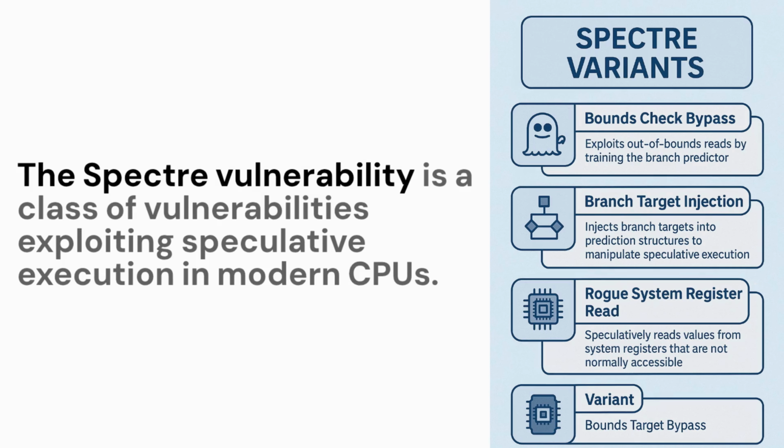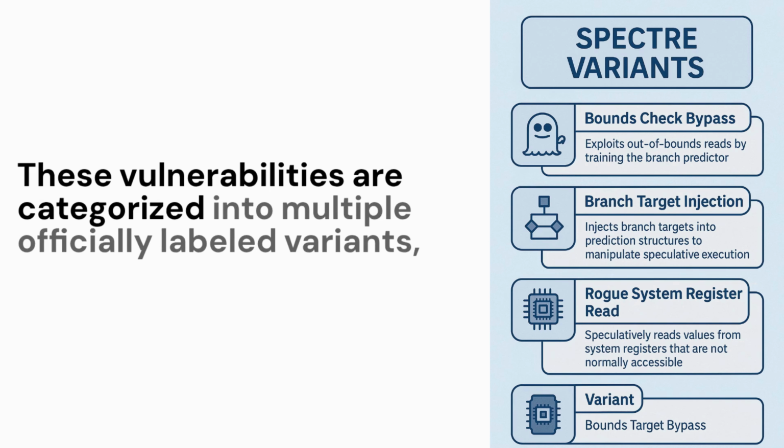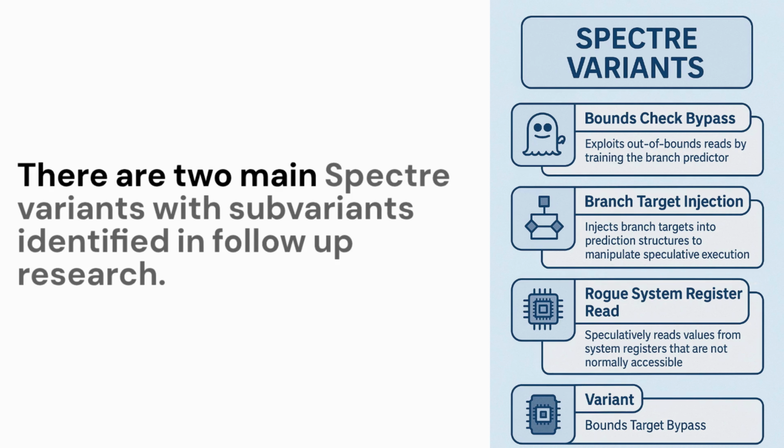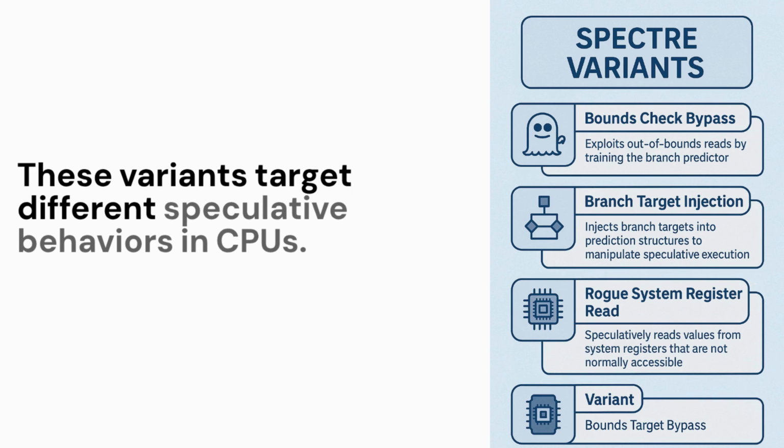The Spectre vulnerability is a class of vulnerabilities exploiting speculative execution in modern CPUs. These vulnerabilities are categorized into multiple officially labeled variants, each targeting specific aspects of speculative execution. There are two main Spectre variants, with subvariants identified in follow-up research. These variants target different speculative behaviors in CPUs.